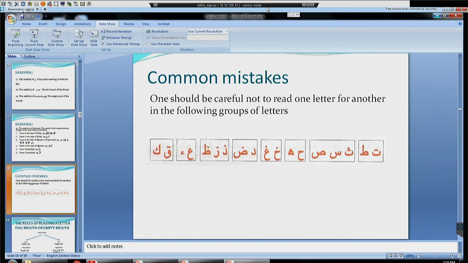No. Ta, ta, and dal. They all come from the same makhraj. Right? The dal has the qalqala sound. Ta and ta, the difference is ta is empty mouth, ta is full mouth. So you can see from here.